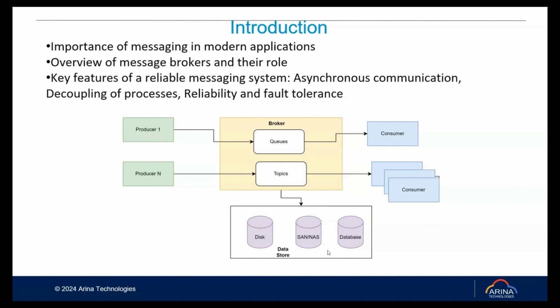So disks are very common in messaging architectures for storing messages. A database can also be used. You can also store the messages that come into the broker in a database. But in our experience, if you store messages in a database compared to storing on a disk, there is a significant performance degradation, and it's something we don't advise to our customers.